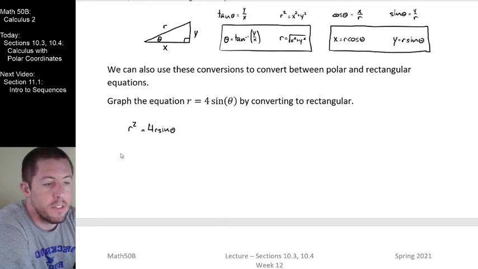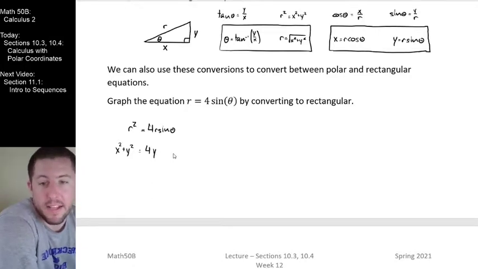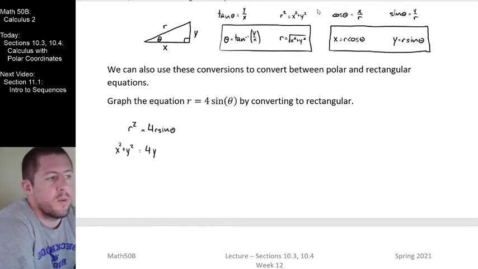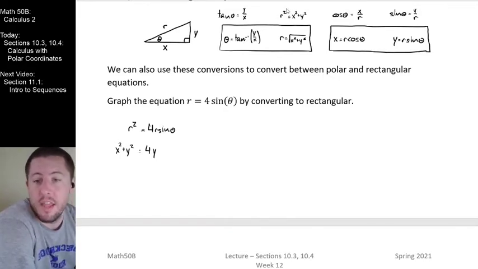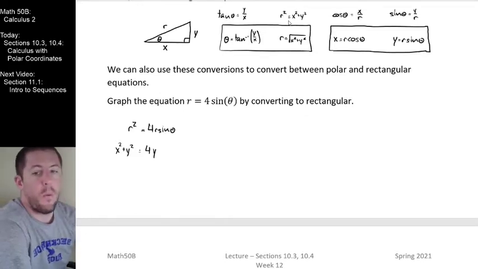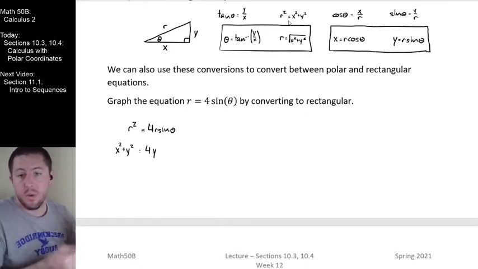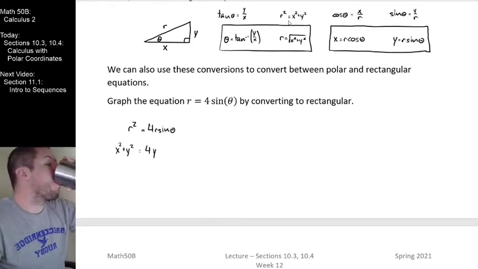Now that I've done that, r squared is going to be x squared plus y squared. R sine theta is going to be just y. That's the conversion to rectangular out of polar. We've done that, so we've done step one of the instructions. Now what I want to know is, how do I know what this graph looks like? Well, I know that x squared plus y squared equals a constant squared is just the formula for a circle. It's essentially the distance formula, because the definition of a circle is all points that are a constant distance from the origin. So what I want is x stuff squared plus y stuff squared equals a constant squared.